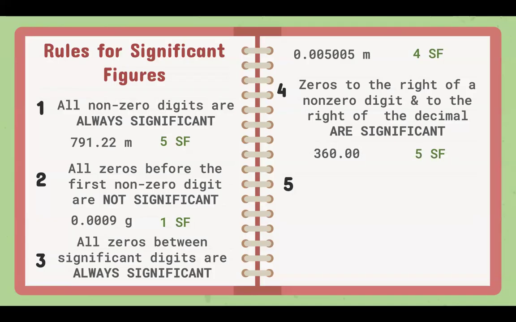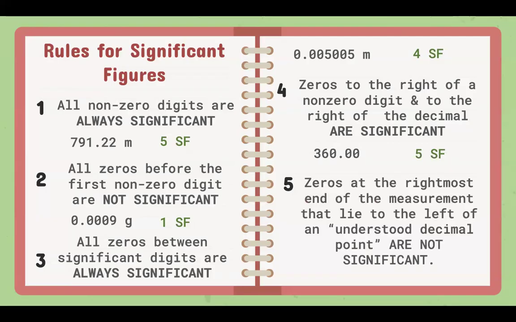And lastly, for the last rule, zeros at the rightmost end of the measurement that lie to the left of the understood decimal point are not significant. For example, 80,000. Where is the understood decimal point in this measurement? It's always on the right side of the last digit.